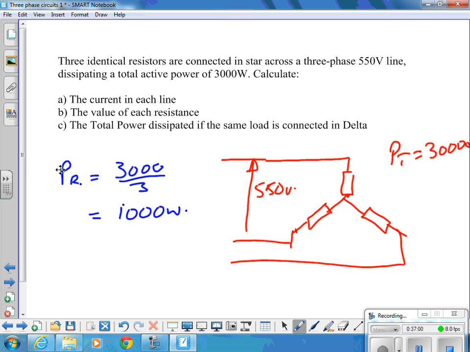We can only go with watts here because they are resistors. If they were given as an impedance, we'd have to be careful; we'd have to be talking about S. It's the power for each phase of the load. Because it's balanced, it's a phase power.